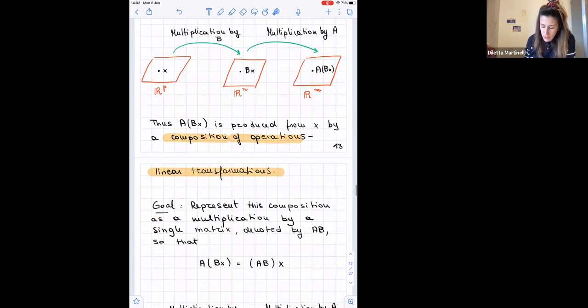Represent this composition as a multiplication by a matrix that will be denoted as AB, the product of A and B. So a new matrix, so that exactly when we multiply the matrix A to the vector Bx is the same as multiplying the vector x by AB. Is the goal clear? This multiplication of matrices, composition of two operations.